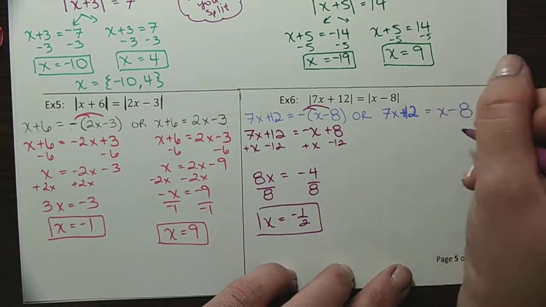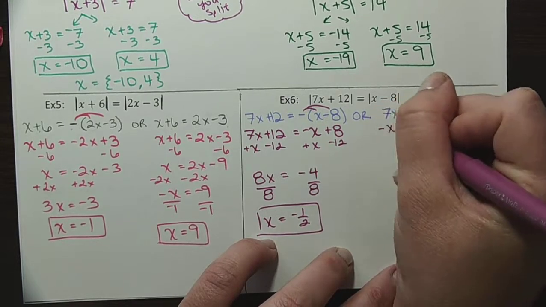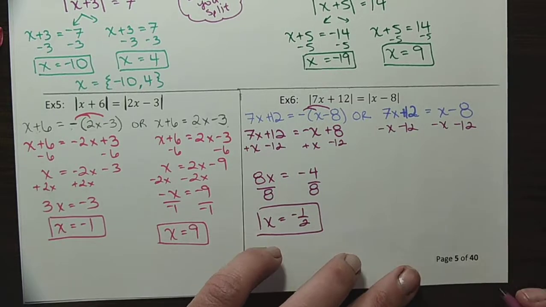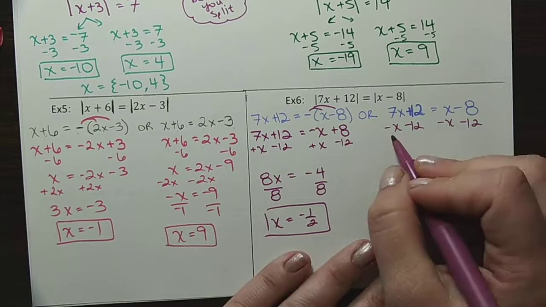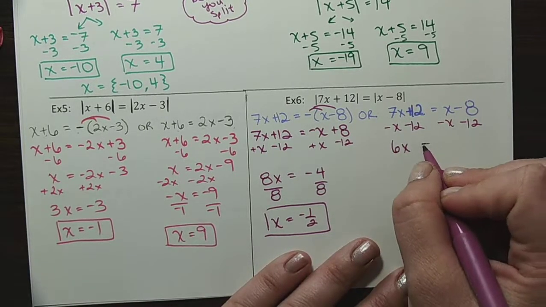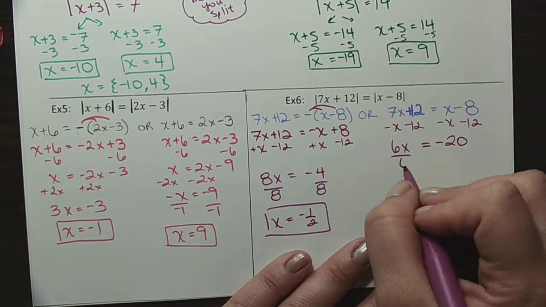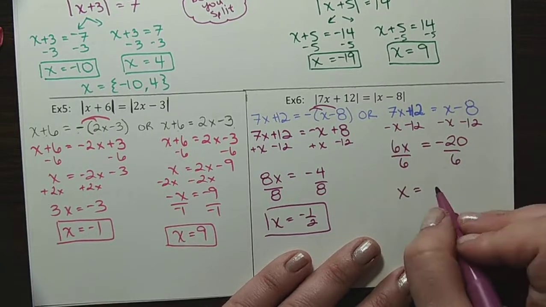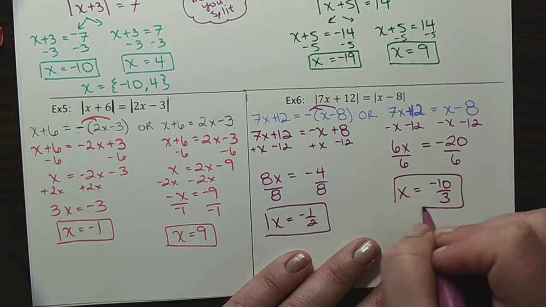And then I'll do the same steps. Subtract x and subtract 12. I add 12. Oh no, sorry. Losing track of things. Here we go. So that's going to become 6x equals negative 20. Divide by 6. X equals negative 20 over 6, which is going to reduce to negative 10 over 3.